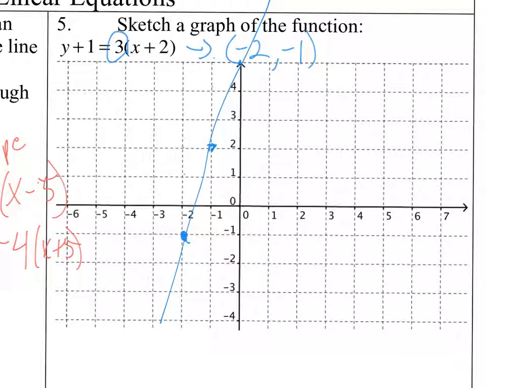As an alternative, I could have solved for y. And that would have been y is equal to 3x, that's going to be plus 6 minus 1, or y equals 3x plus 5. You might notice that I've got a y-intercept of 5 and a slope of 3, which fits this equation.